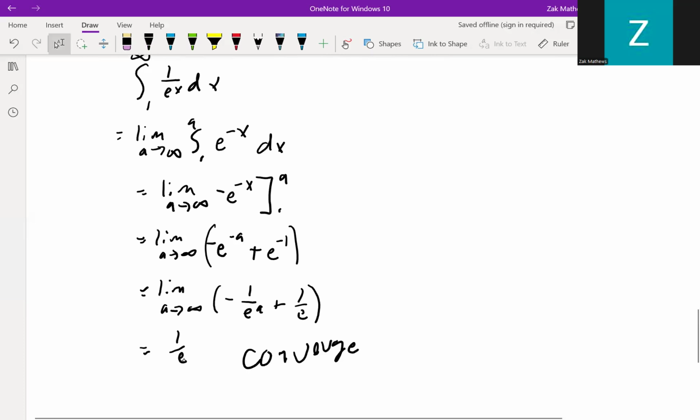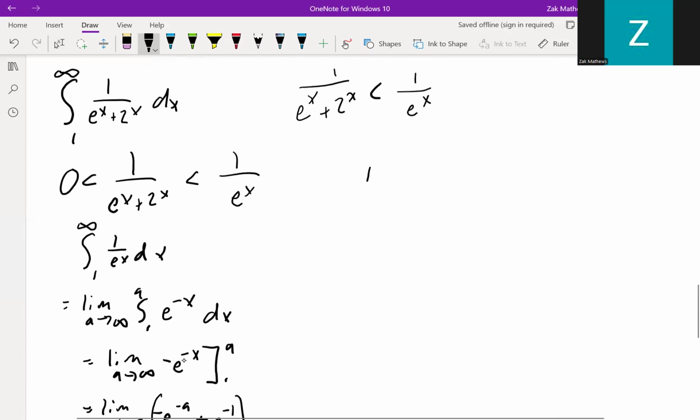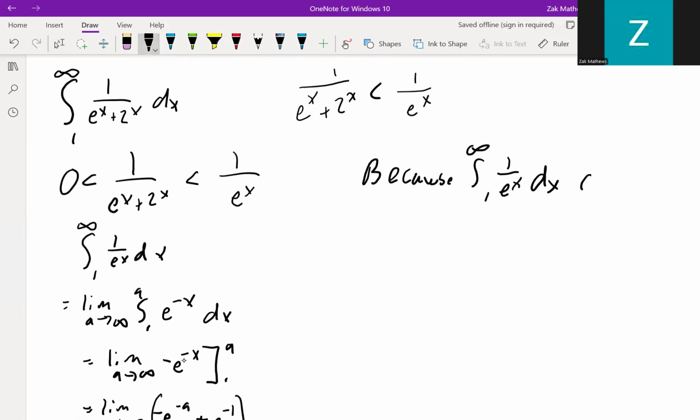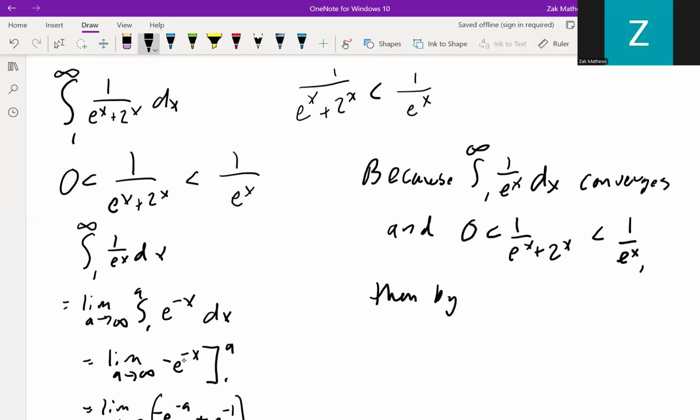And now I'm going to write up what my result is. So because the integral from 1 to infinity of 1 over e to the x dx converges, and 0 is less than 1 over e to the x plus 2 to the x, which is less than 1 over e to the x, then by direct comparison test, the integral from 1 to infinity of 1 over e to the x plus 2 to the x dx also converges.